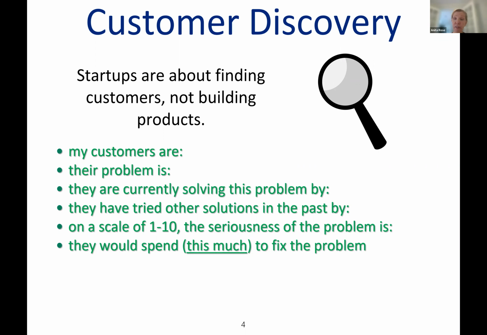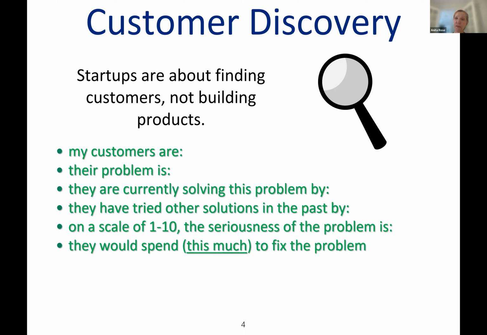They are currently solving the problem by doing what? What are the means of solving that problem? And they have tried other solutions. What are the solutions they have tried in the past? So these are probing questions we will ask potential customers to gather that information.